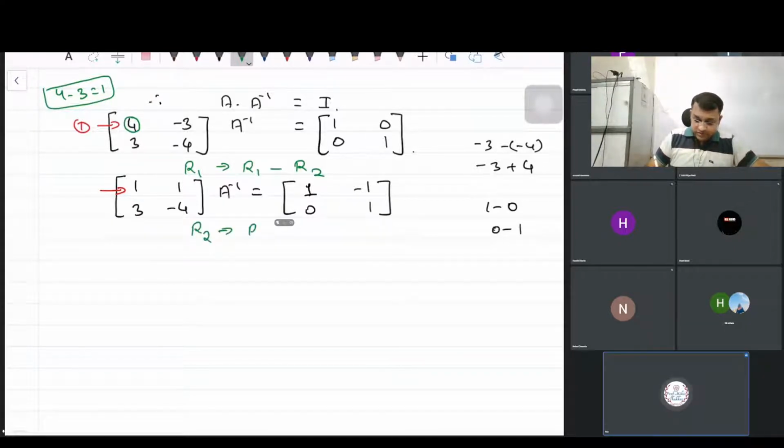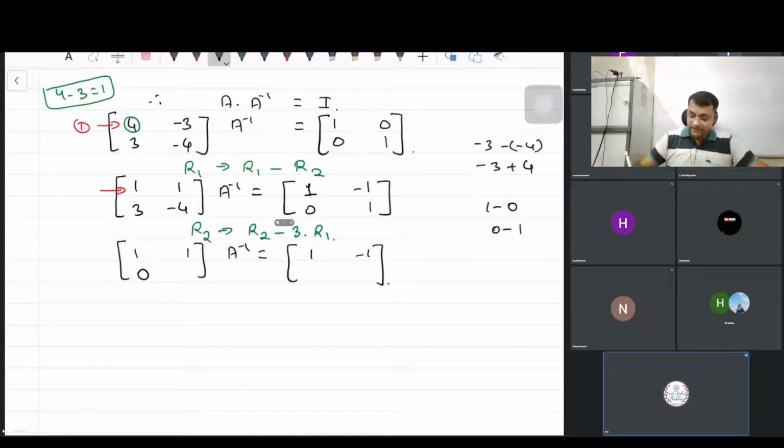R2 changes to R2 minus 3 times of R1, correct? So 1 and 1, they both will just copy down as it is. There won't be any change in the first row. This is definitely going to be 0. What happens to the last element? Minus 4 minus 3 times of 1. So this is minus 4 minus 3. And what is that? Negative 7.